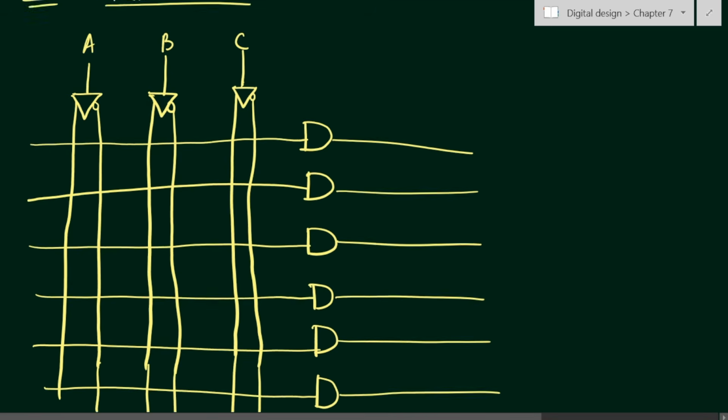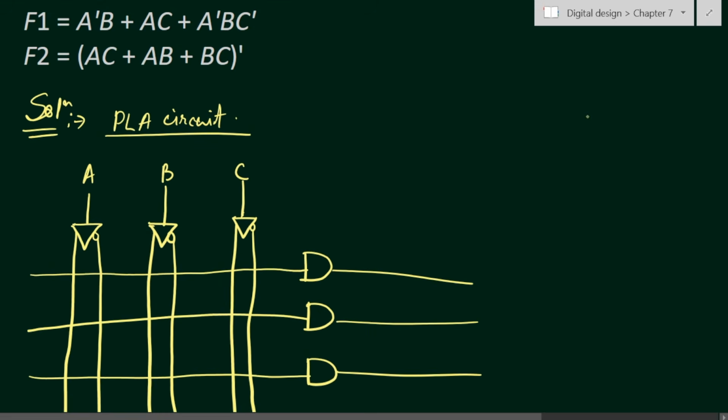The first term is A bar B plus AC plus A bar B C bar. So the first term is A bar B. A bar is this line through this inverter, so here we will put a mark for A bar. B is this line, so put a mark here. At this output we will have A bar B.